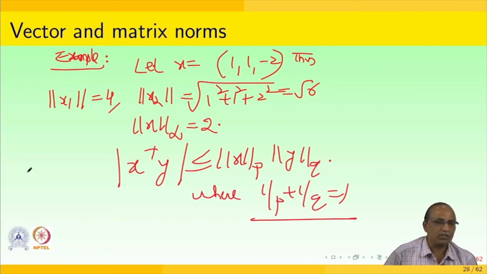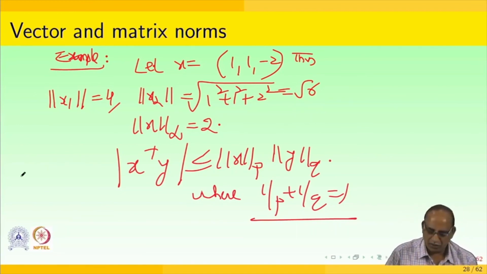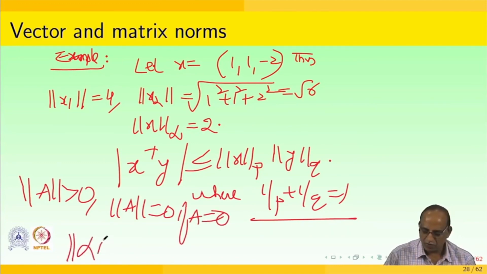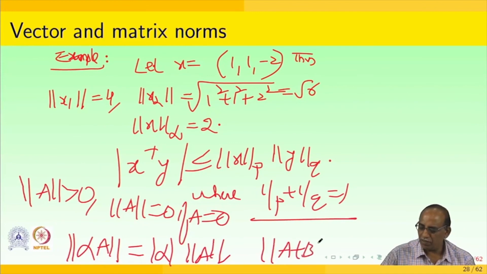Now the matrix norm. The analogue for matrices is that there is a quantification of the matrices by using the norm. So you will have the norm of A greater than or equal to 0. Norm of A is equal to 0 if A is equal to 0. Then the norm of alpha times A is equal to mod alpha times norm of A. Then norm of A plus B is less than or equal to norm of A plus norm of B.